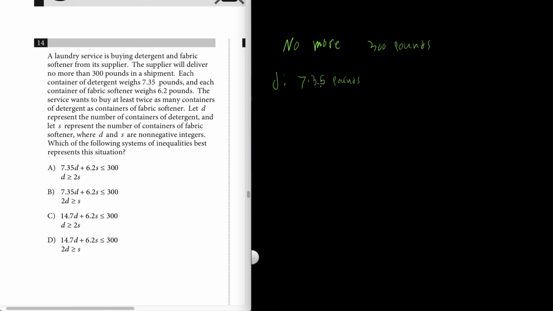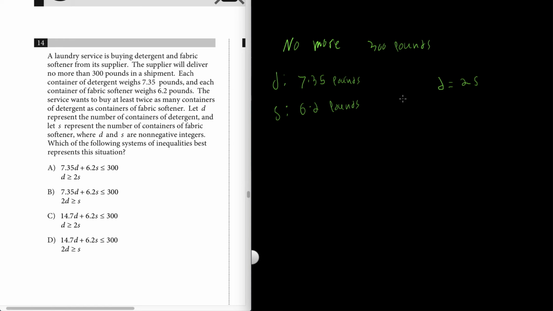And each container of fabric softener weighs 6.2 pounds. So I'll call that S, I guess. 6.2 pounds. Alright. The service wants to buy at least twice as many containers of detergent as containers of fabric softener. Okay, let's reread that. The service wants to buy at least twice as many containers of detergent as containers of fabric softener. So D should equal 2S, right? Because we want twice as many containers of detergent as fabric softener. So D equals 2S. All right.